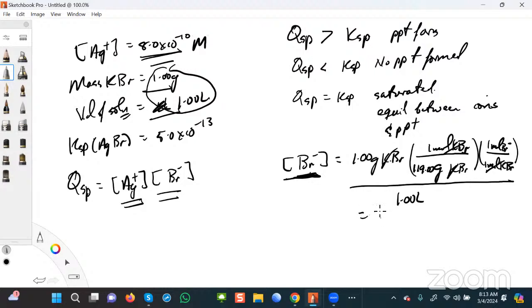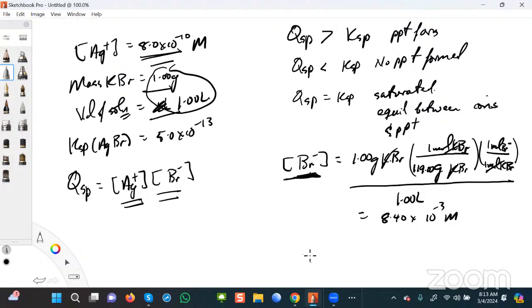So we need to do that calculation. Let me get my cheap calculator and do that calculation. So 1 divided by 119 divided by 1. According to my calculation, this works out to be, rounded off to 3 sig figs, 8.40 times 10 to the minus 3 M, right?